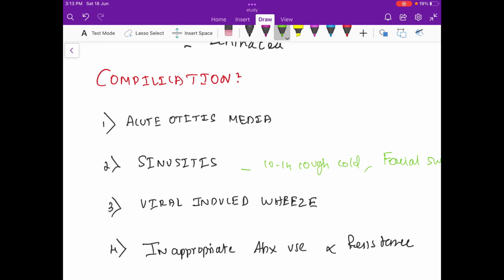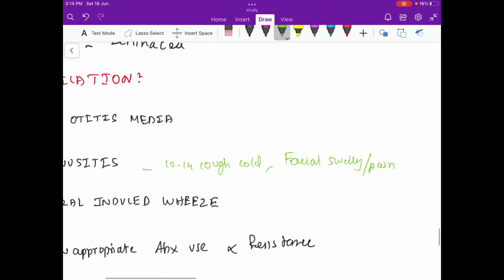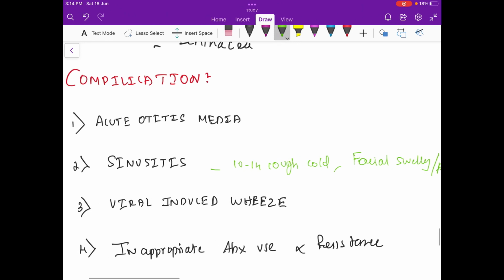And second is sinusitis. Sinusitis, because it is in continuation with the nasal epithelium, is very common in children who have URI. But it is also self-resolving, and you don't give antibiotics in sinusitis. Bacterial sinusitis should be suspected, as said earlier, when there is prolonged symptomatology for more than 10 to 14 days, facial swelling or facial pain, which is of recent onset, then you have to consider antibiotic.